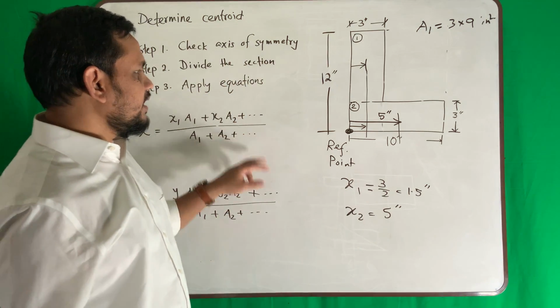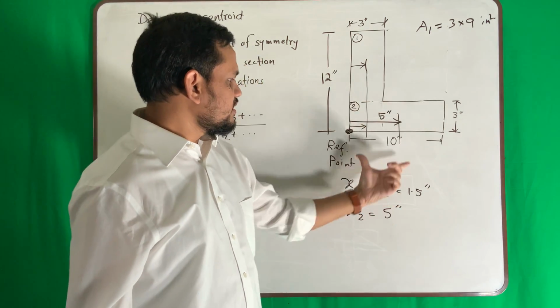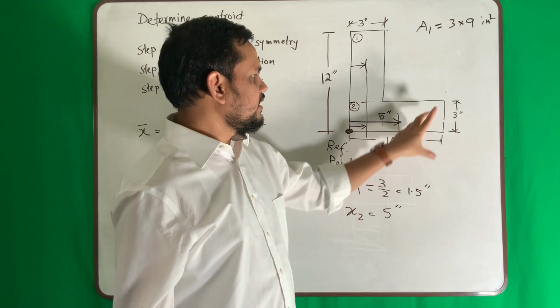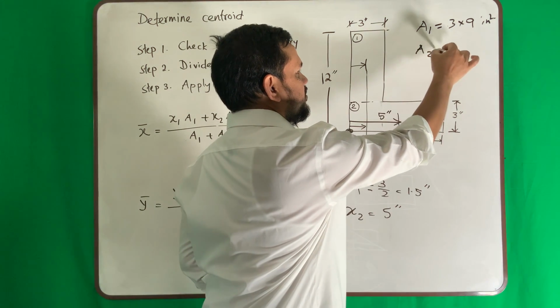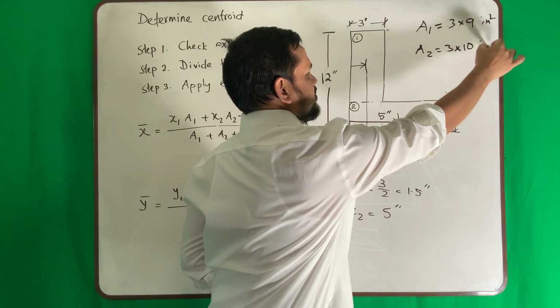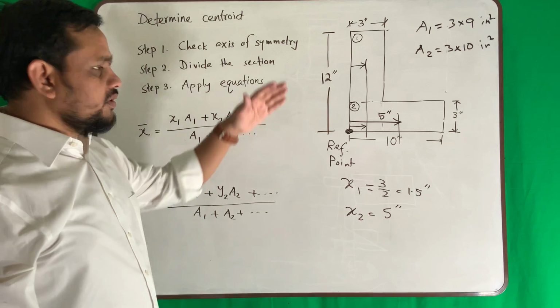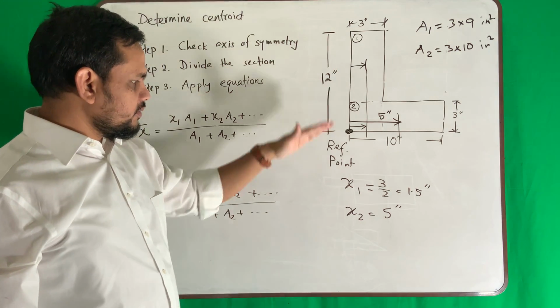What is A2? A2 is the area of section 2. That means only this area. How much? 3 times 10. So my A2 is 3 times 10 inch square. So we got A1, A2, X1, X2.